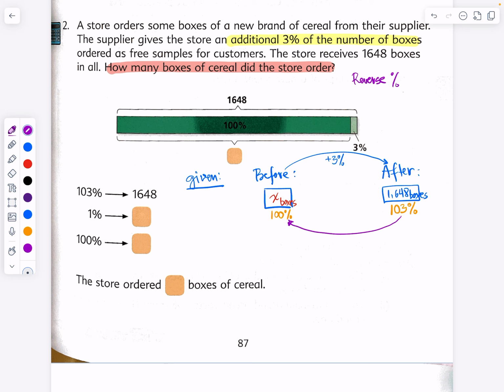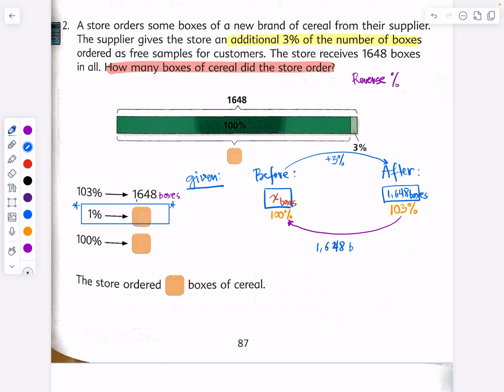103% is 1,648 boxes. The key is to calculate 1%. That is an important benchmark that will allow you to figure out anything you want after that. How do we find 1%? Well, by the way, I can write it down myself.